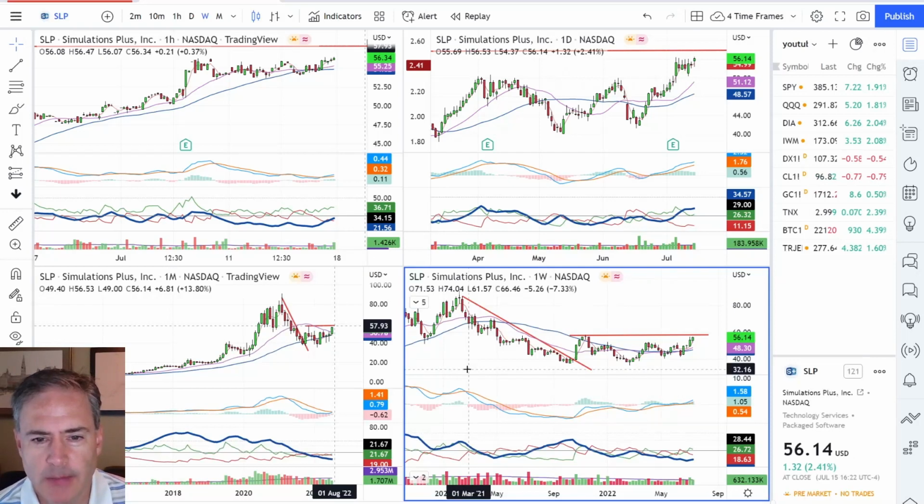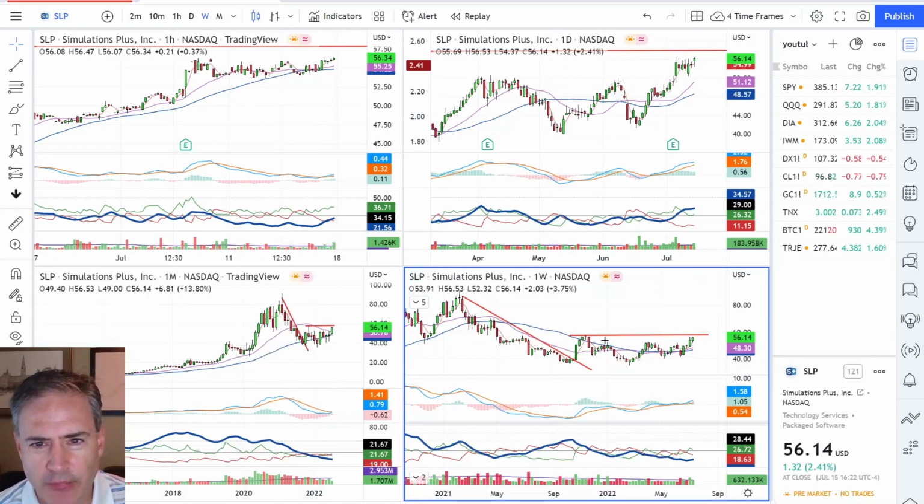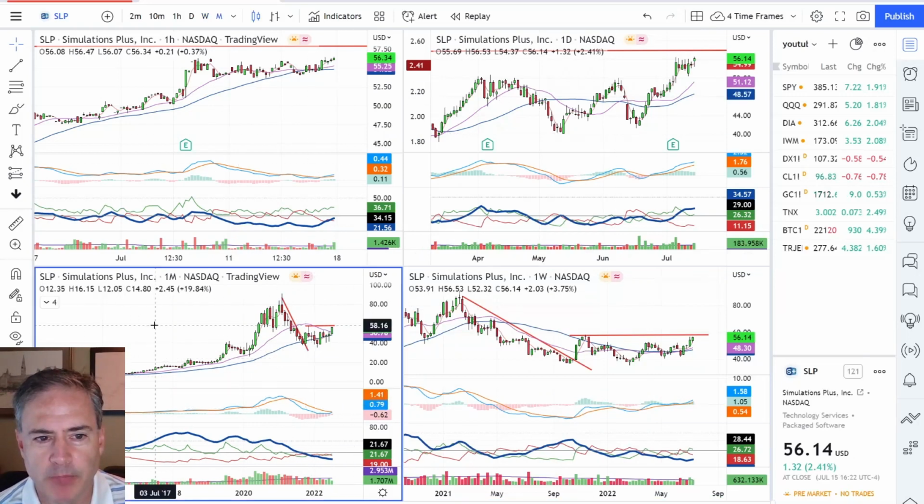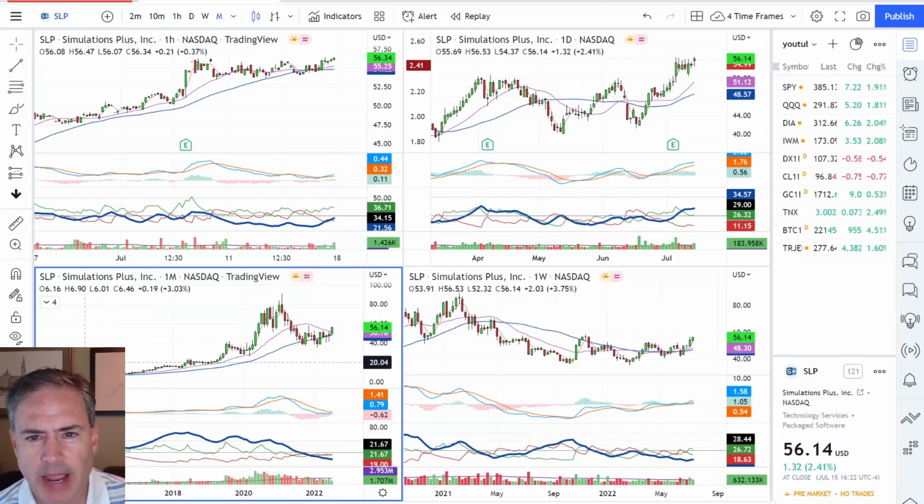So what I'm going to do is go through and give everything that I'm looking at, starting with the monthly chart and then working our way down to a daily. The hourly isn't as relevant on these questions, but I think the monthly is.